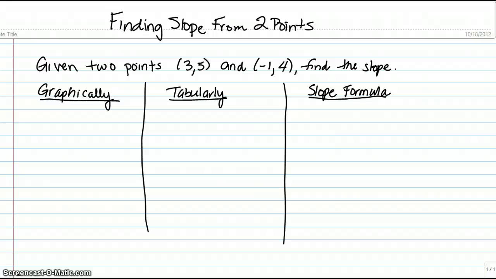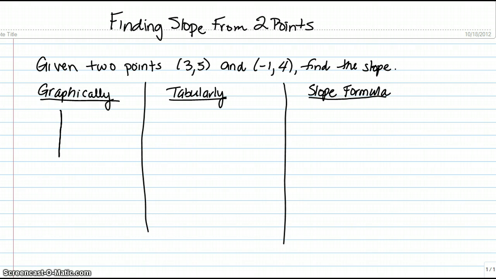Alright, I would now like to try to find slope from 2 points. So, for instance, if I'm given 2 points, (3, 5) and (-1, 4), how do I find the slope of those? Well, I guess I could go back to the first day and graph those 2 points and figure out the slope by counting the rise over the run.